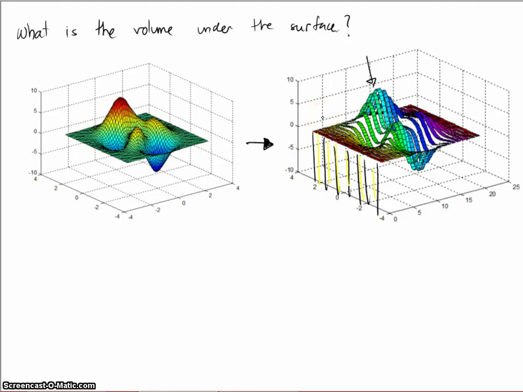Once you have done that, you are going to sum up those volumes to get an estimate of your double integral. So I'm going to show you an example in the next part of this lecture to see how the multidimensional integral can be carried out.